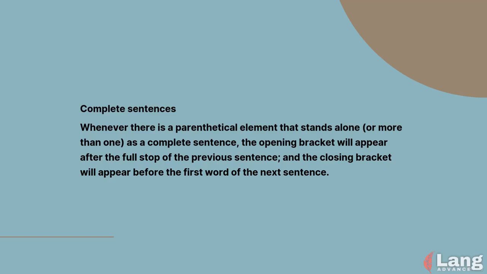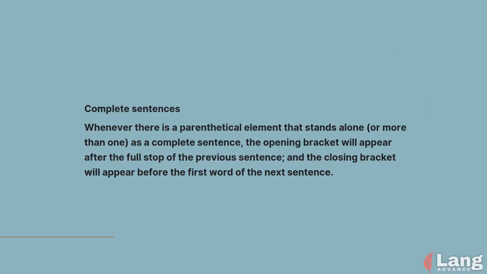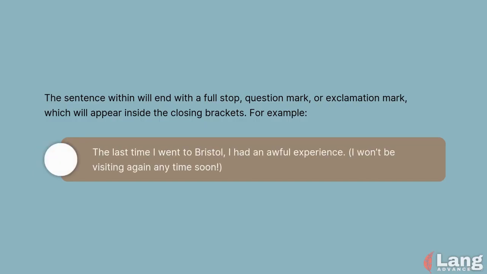Complete sentences. Whenever there is a parenthetical element that stands alone, or more than one, as a complete sentence, the opening bracket will appear after the full stop of the previous sentence, and the closing bracket will appear before the first word of the next sentence. The sentence within will end with a full stop, question mark, or exclamation mark, which will appear inside the closing brackets. For example, the last time I went to Bristol, I had an awful experience. (I won't be visiting again anytime soon.)